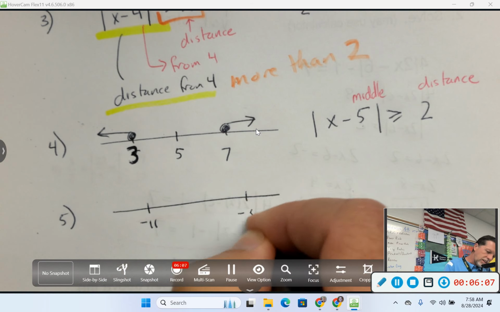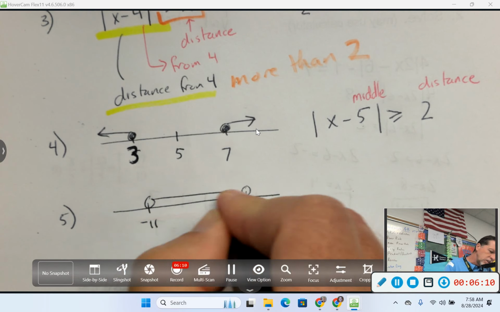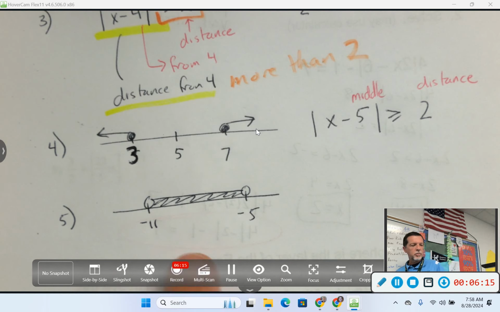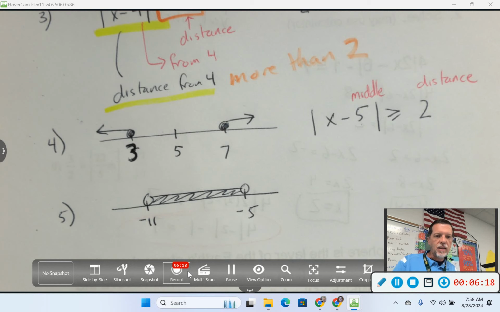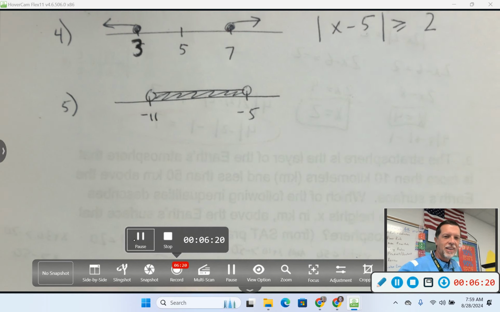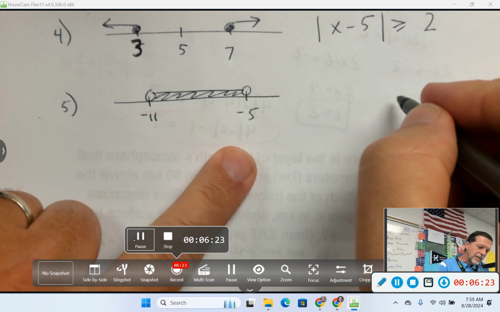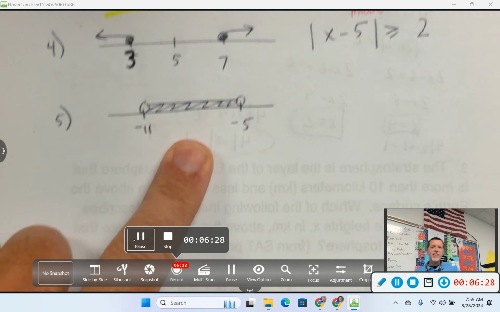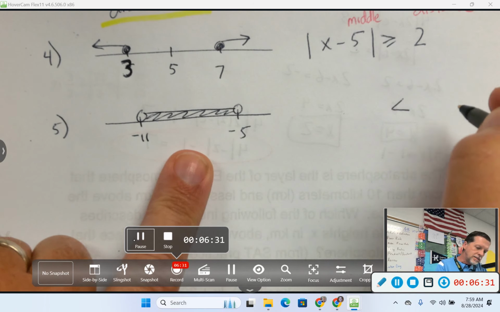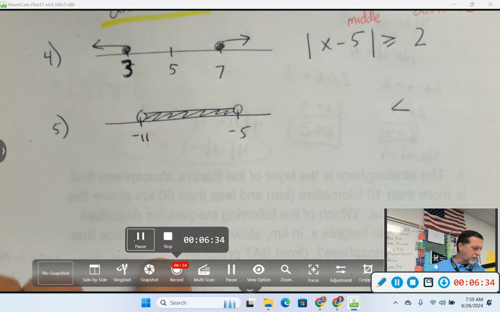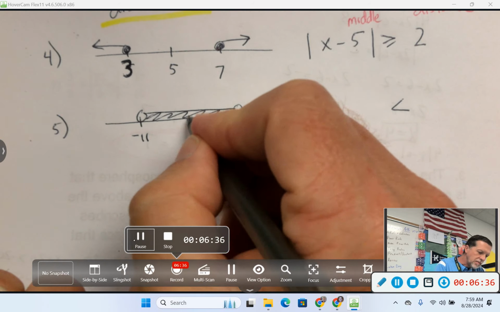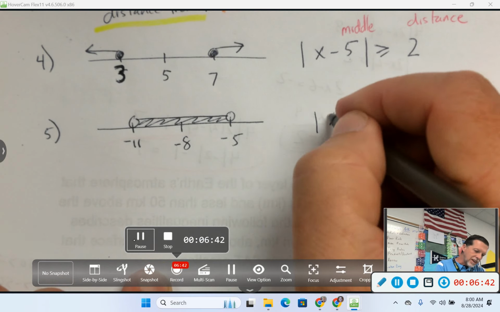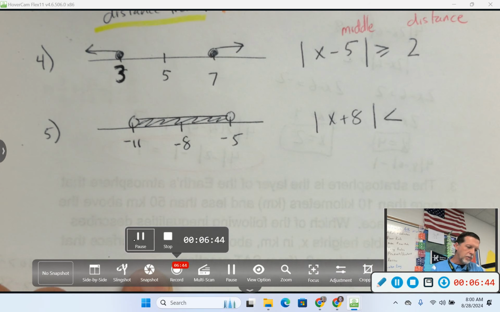Negative 11, negative 5, open circles, and we're shading in between there. What inequality would express that picture? Is this a less than or greater than? Less than. Middle makes the most sense: negative 8. So what goes in the brackets over here? x plus 8. And how far away are we? 3.